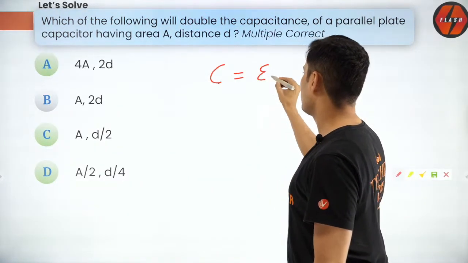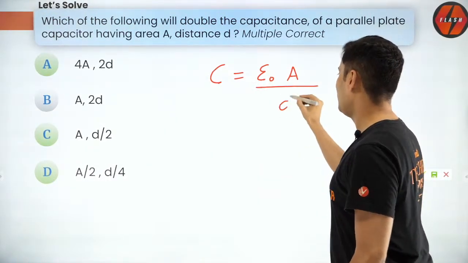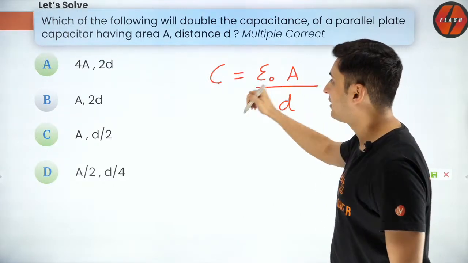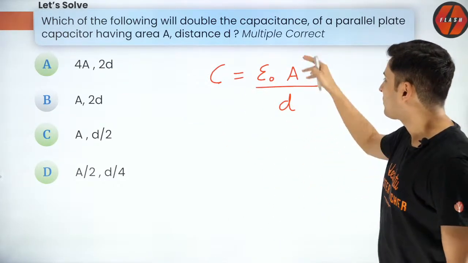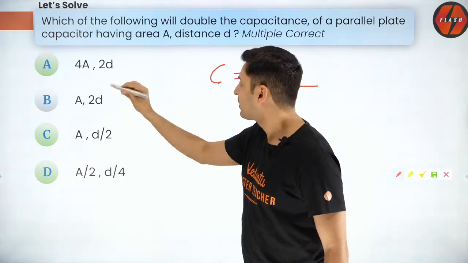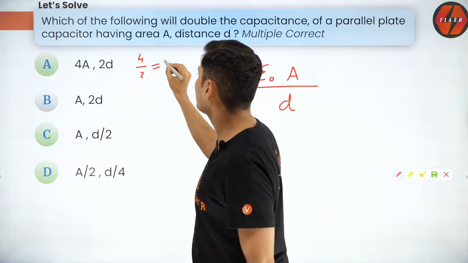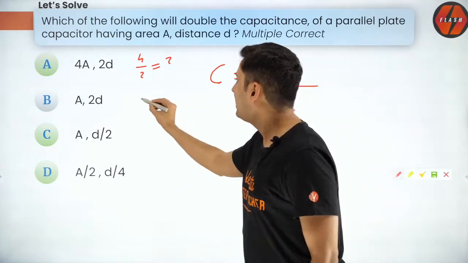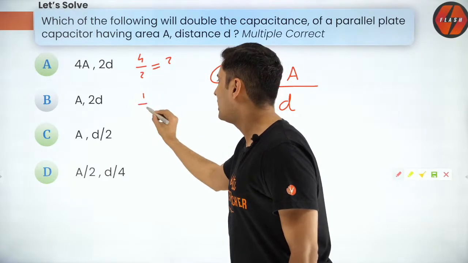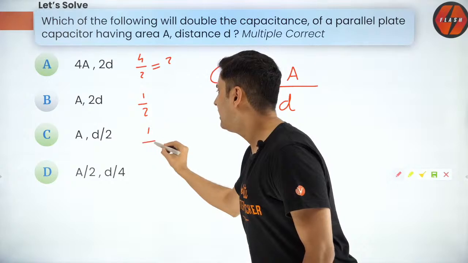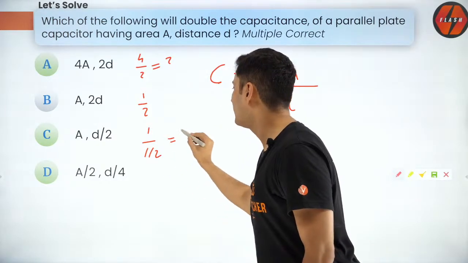Capacitance is epsilon naught A by D. So if you make the area 4 times, distance twice, so 4 by 2 will be 2. So option A will be correct. So 4 divided by 2 is 2, so it will be 2 times. This will be 1 divided by 2. No, this will not be twice. This one will be 1 divided by 1 by 2, which will make it 2.